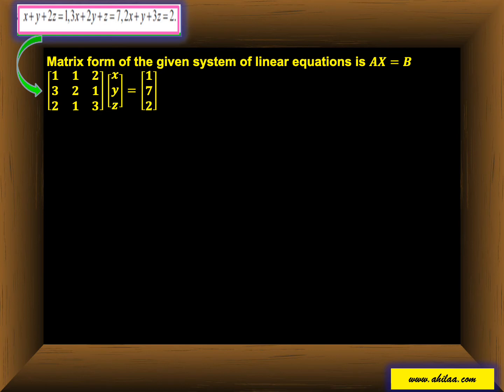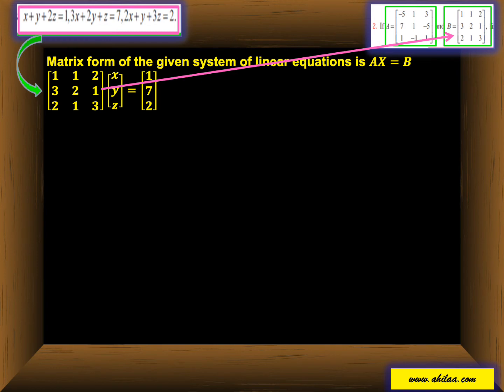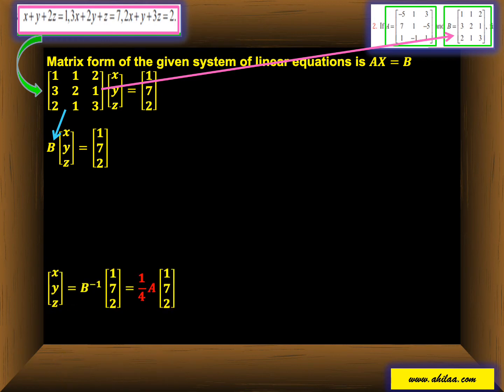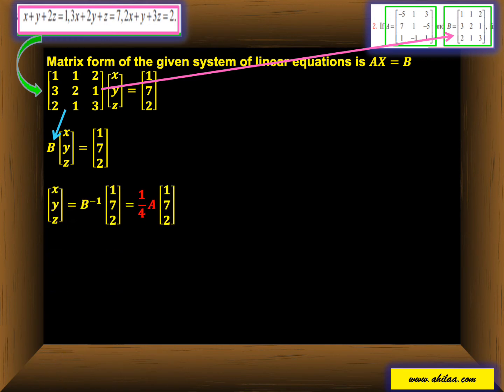Now compare this coefficient matrix with our given matrices. Our given matrices are A and B. This matrix matches with our given B. So instead of this coefficient matrix, we write that as B. So we are getting B into the column matrix X, Y, Z equal to column matrix 1, 7, 2. But we want the variables' value. So we get XYZ equal to, bringing B to the other side, B inverse into column matrix 1, 7, 2.